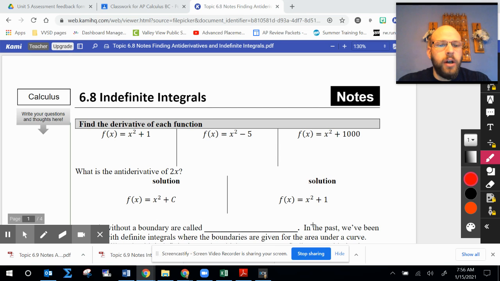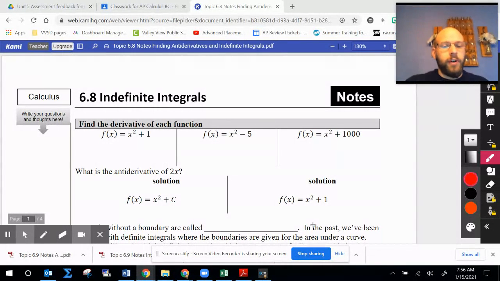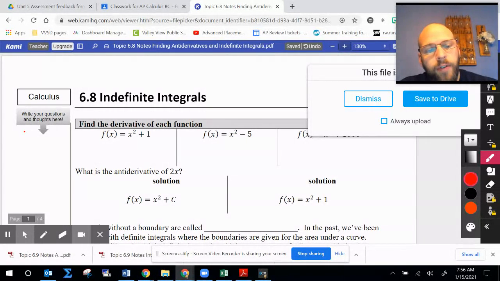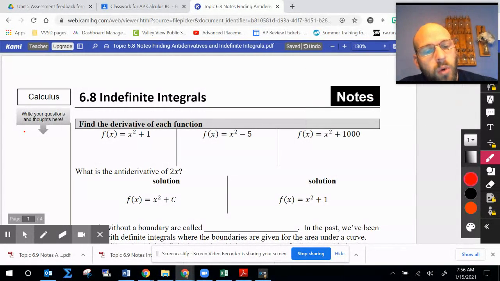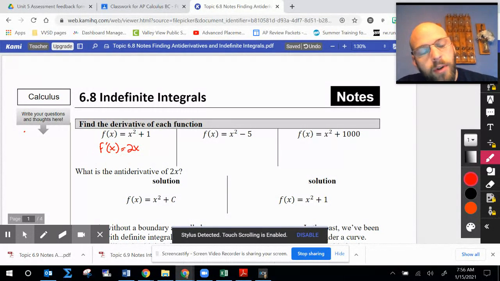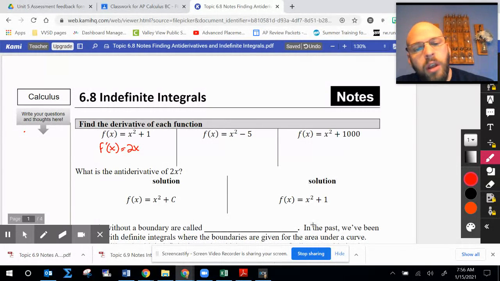Hello, everybody. Today we're going to talk about indefinite integrals and mainly antiderivatives, common antiderivatives that you should know. So let's start before we talk about antiderivatives. Let's just take the derivative of a few functions. If I give you f of x equals x squared plus 1, then the derivative of that function would be 2x. The derivative of 1 is 0.